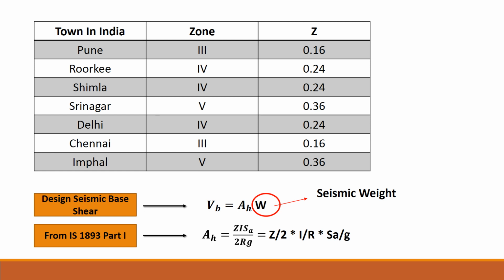Now, SA by G, the spectral acceleration, was already defined in the earlier lecture. I by R, I factor and R factors were also defined. The Z factor was described here above for different zones and for different stages in which the structures are to be built. Thereby, we could get the value of the base shear VB. For the determination of SA by G, what we require, if we recall from the earlier lecture, is the value of the time period of the structure.